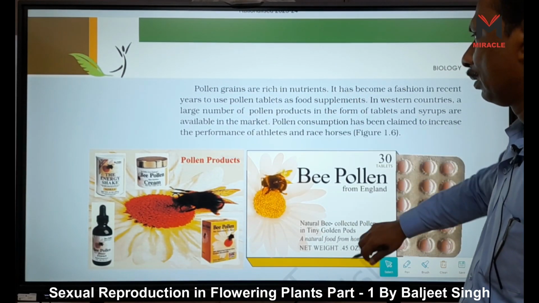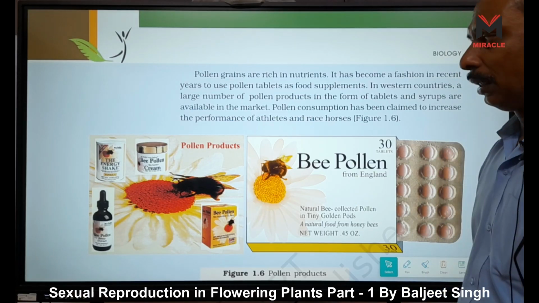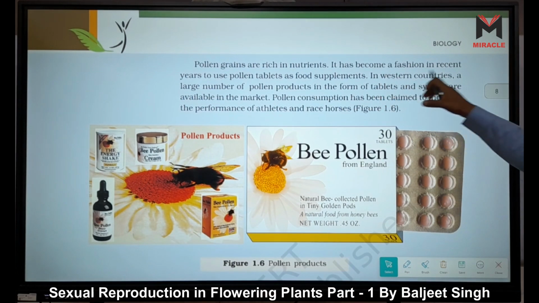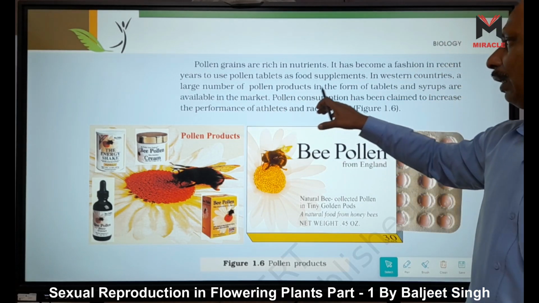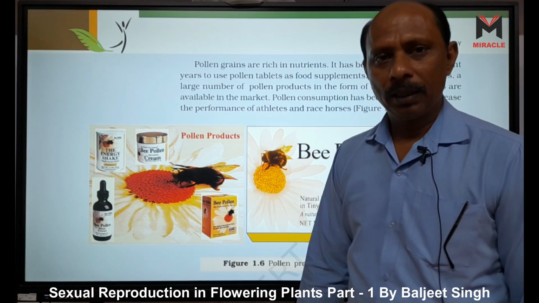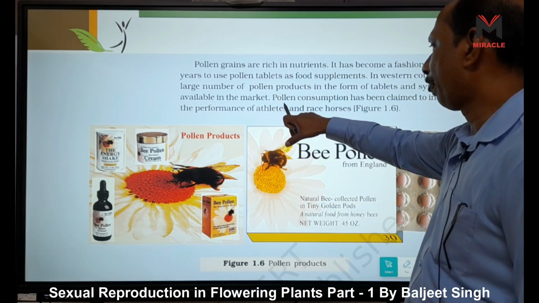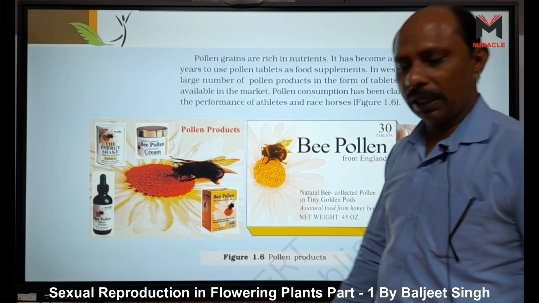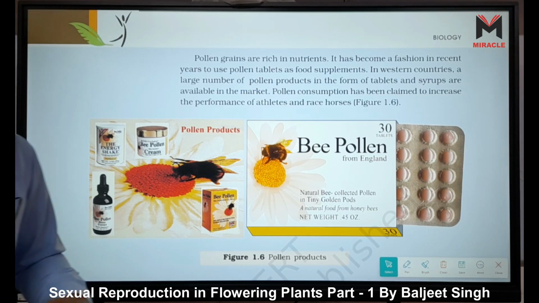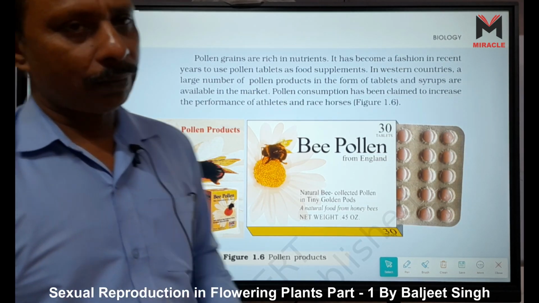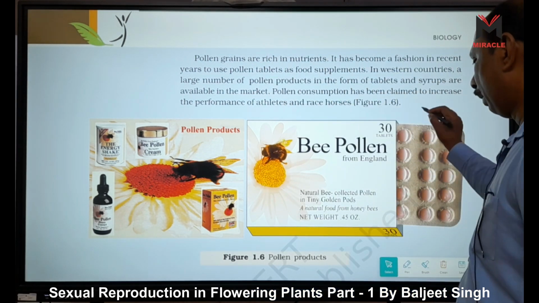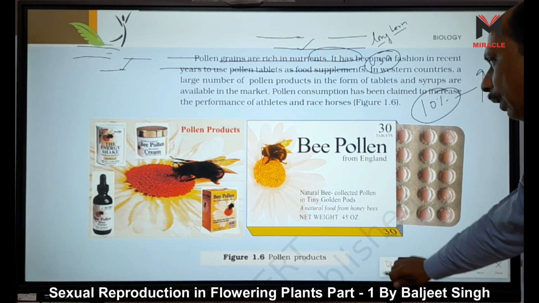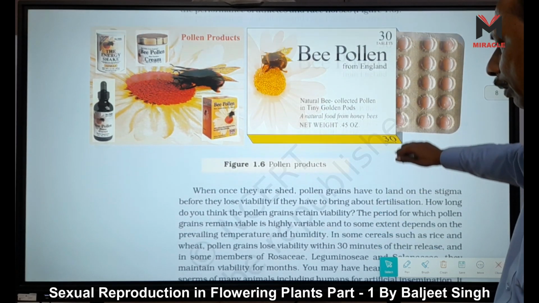Pollen grains are rich in nutrients. Some pollen grains are rich in nutrients. That's why it has become a fashion in recent years to use pollen tablets as food supplements. In Western countries, a large number of pollen products in the form of tablets and syrups are available in the market, right? Because they increase our performance. Also, pollen consumption has been claimed to increase the performance of athletes and race horses, because they have creatine, and this nutrient increases the formation of ATP, and that's why athletes increase their performance by 10%. Some figure is given here, you can see this one.